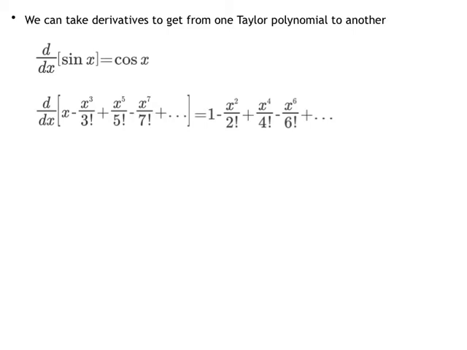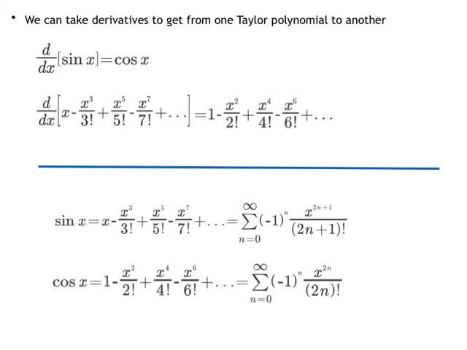So let's just make a note of those. Okay, so our sine series is just like the sine curve. It's odd, meaning all the exponents are odd. So I have x minus x cubed over 3 factorial plus x to the 5th over 5 factorial minus x to the 7th over 7 factorial, and so on. My sum from n equals 0 to infinity of negative 1 to the n, x to the 2n plus 1 over 2n plus 1 factorial.